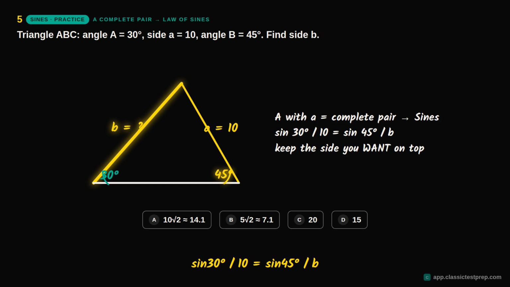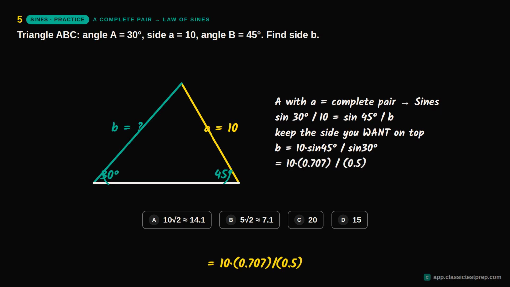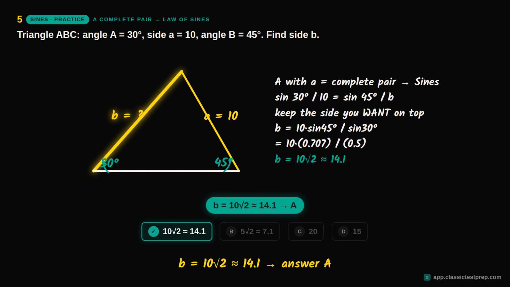Now all we have to do is solve for B. Sine of 30 degrees is 0.5 over A, which is 10. 0.5 over 10 is equal to sine of 45, which is about 0.707 over B. Solving for B, we multiply both sides by B, and 1/2 over 10 is just 0.05, so we divide both sides by 0.05. 0.707 divided by 0.05 is about 14, which is also 10 square roots of 2. So the answer is 14.14 or 10 square roots of 2. Same thing.